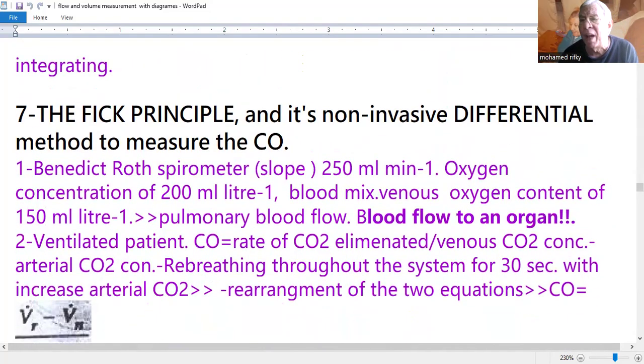Now we have what we call the differential Fick principle. This is a method which is non-invasive, where we have a special apparatus during ventilation of the patient. This apparatus has a sensor to measure the volume, the flow of air coming out, and also has a sensor to measure the carbon dioxide concentration, so that I can know how much flow of carbon dioxide has been eliminated.